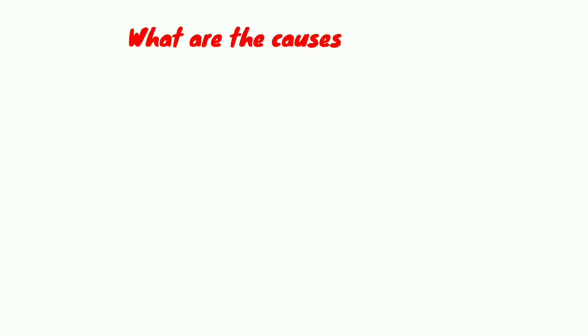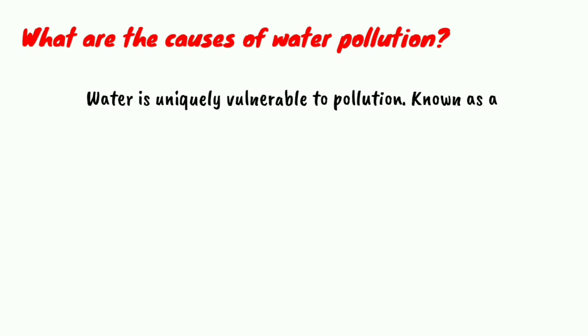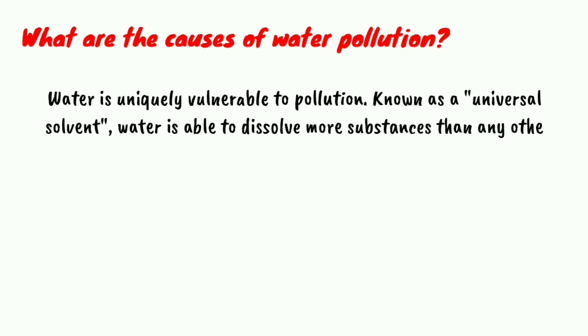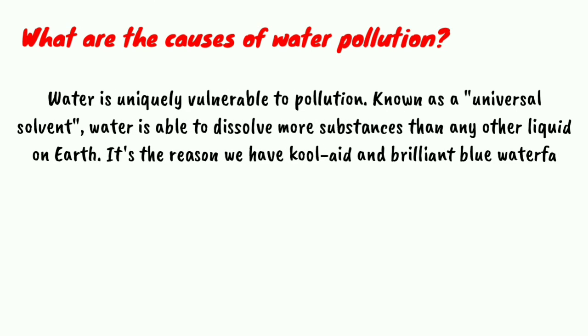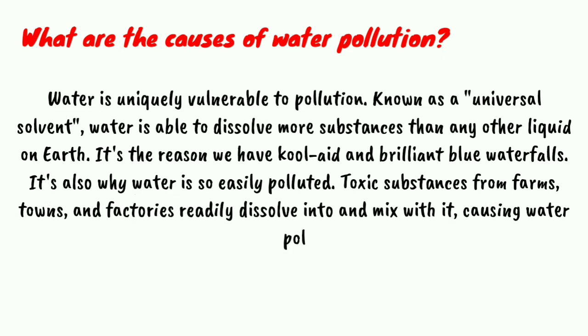What are the causes of water pollution? Water is uniquely vulnerable to pollution. Known as a universal solvent, water is able to dissolve more substances than any other liquid on Earth. It's the reason we have Kool-Aid and brilliant blue waterfalls. It's also why water is so easily polluted. Toxic substances from farms, towns, and factories readily dissolve into and mix with it, causing water pollution.